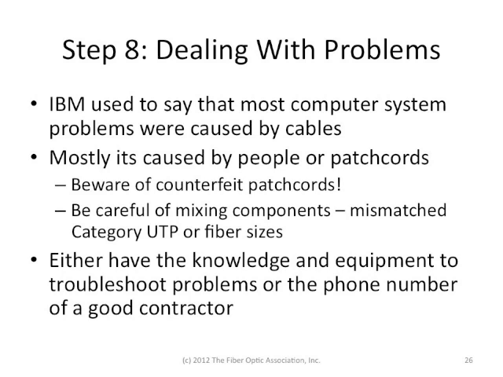Be careful of mixing components. Mismatched category rated UTP cables or mismatched fiber cables can cause your network to go down. Whoever touches your network should have the knowledge and the equipment to troubleshoot problems. If you don't have that, make sure you have the phone number of a good contractor who can help you.